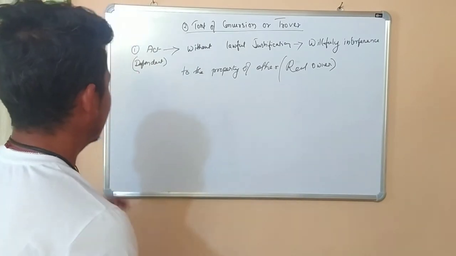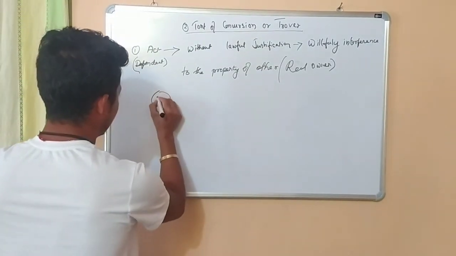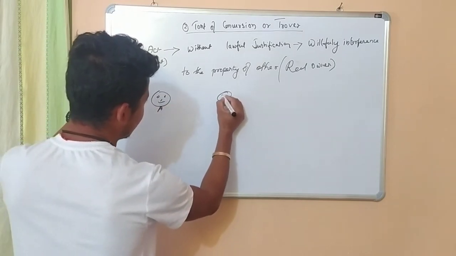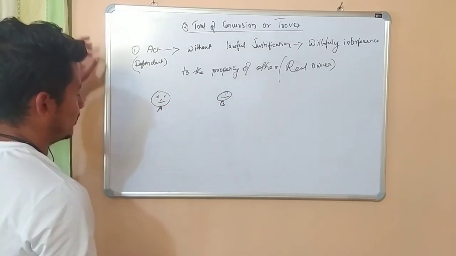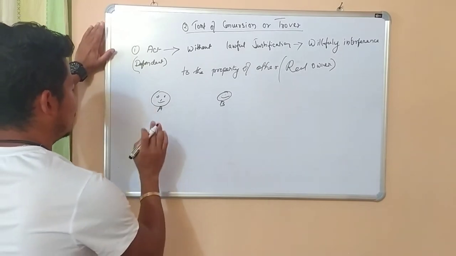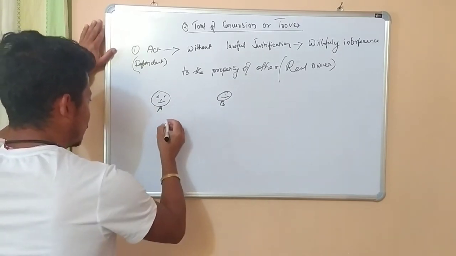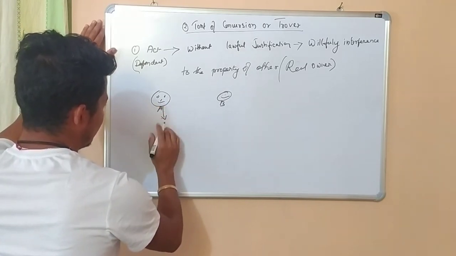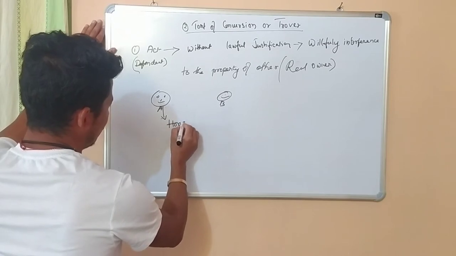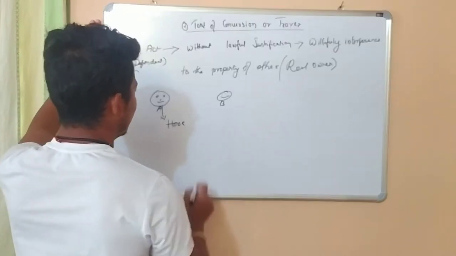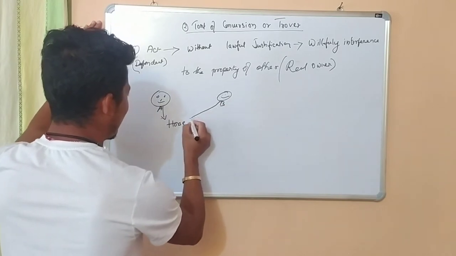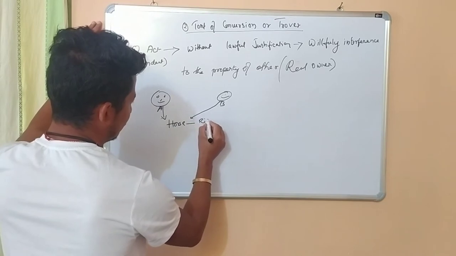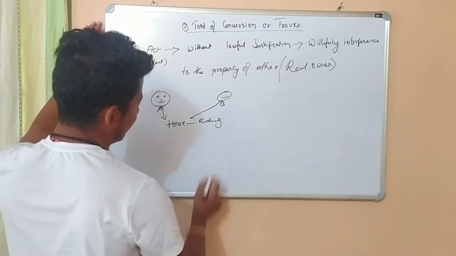Let's take an example. There are two persons, Mr. A and Mr. B. What will happen in case of conversion? Suppose A has a horse, and B hired his horse for riding. He took the horse for riding.